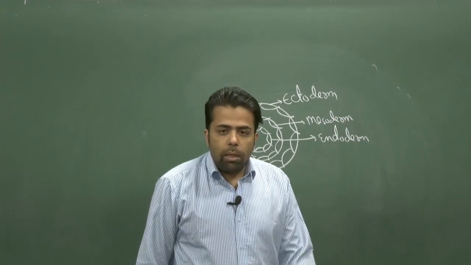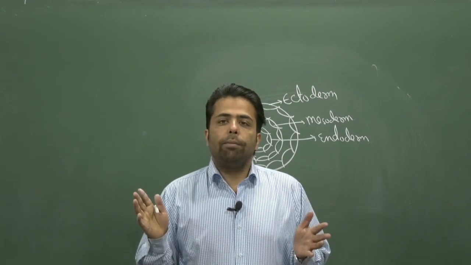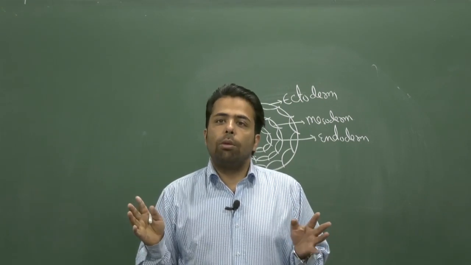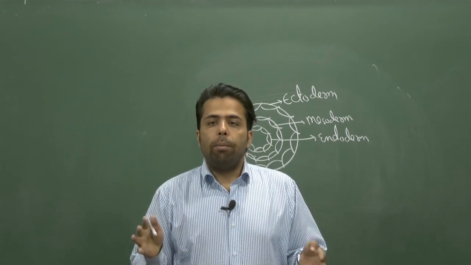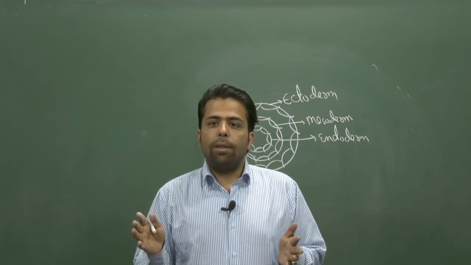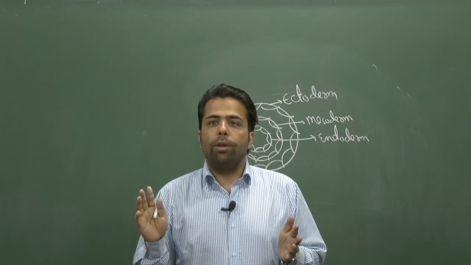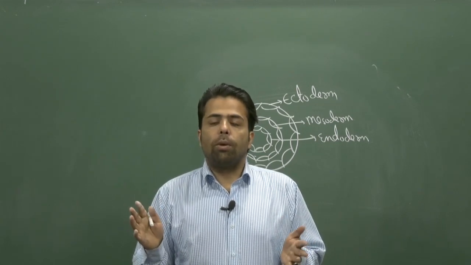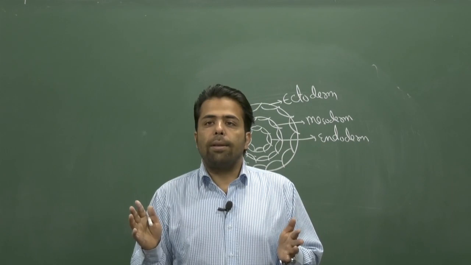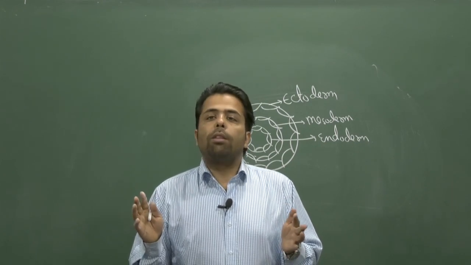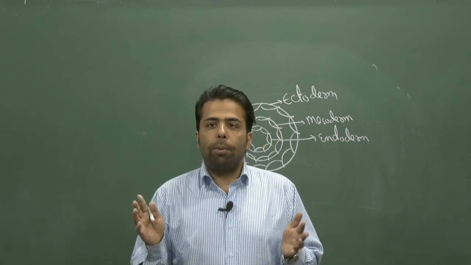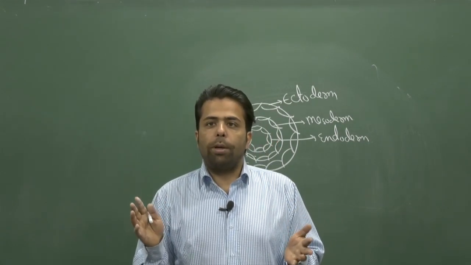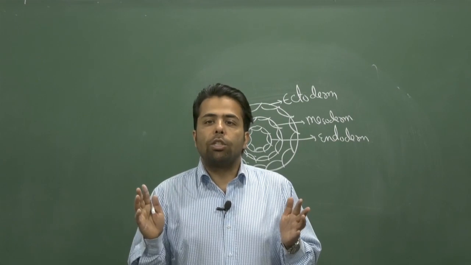So phylum platyhelminths are the first phylum which are triploblastic. That means they have three germ layers. The outermost layer is called as ectoderm. The middle layer is called as mesoderm. And the innermost layer is called as endoderm. For the first time, we are seeing a phylum that is triploblastic. And the previous phylums were diploblastic. So we are discussing the general properties of phylum platyhelminths, and the first property is that they are triploblastic.